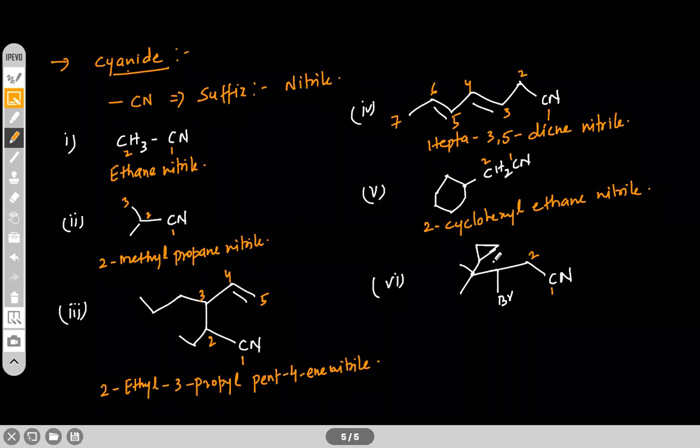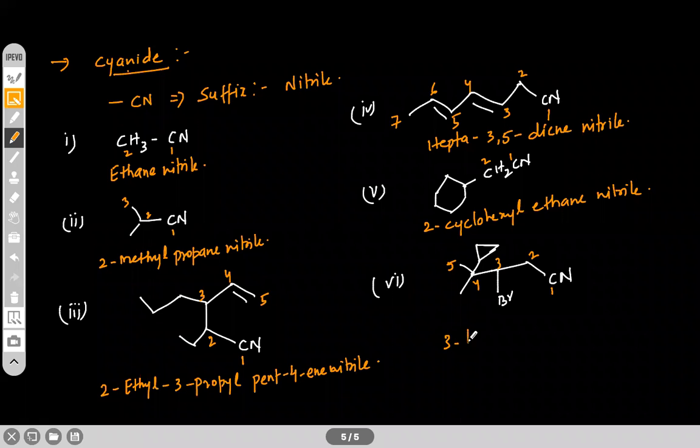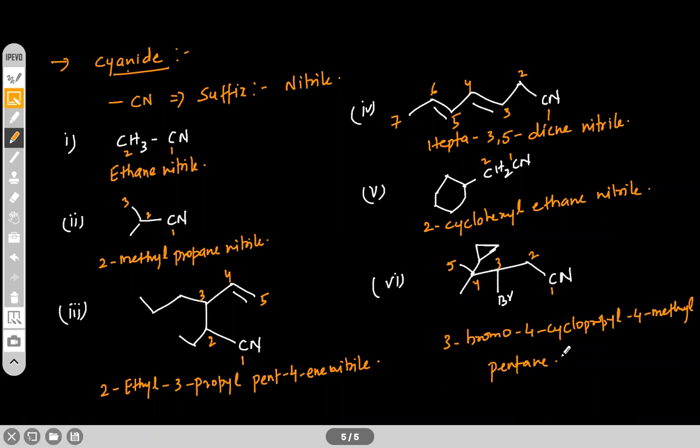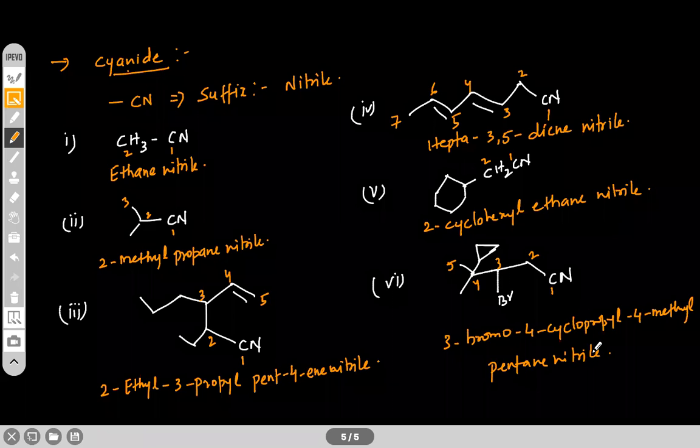1, 2, 3, 4, and 5. So 3-bromo-4-cyclopropyl-4-methylpentane nitrile. Is it correct? All of you, tell me.